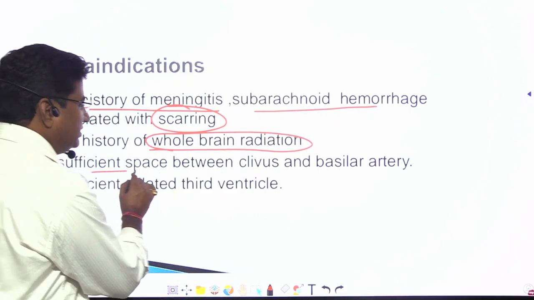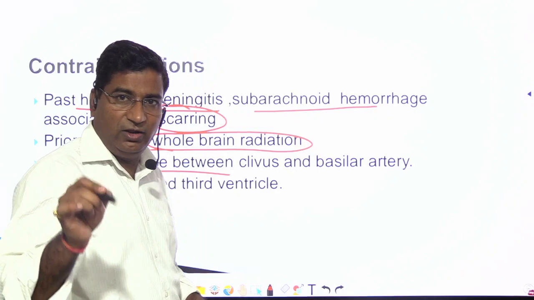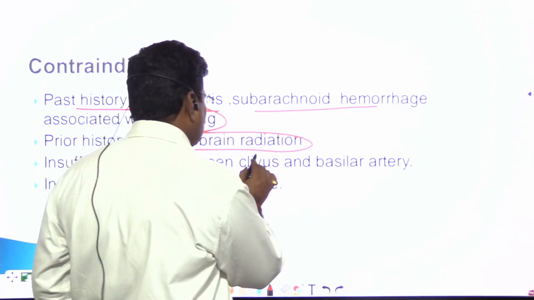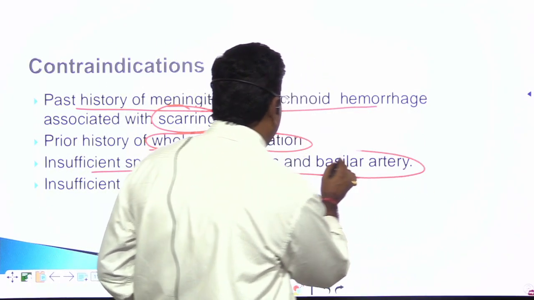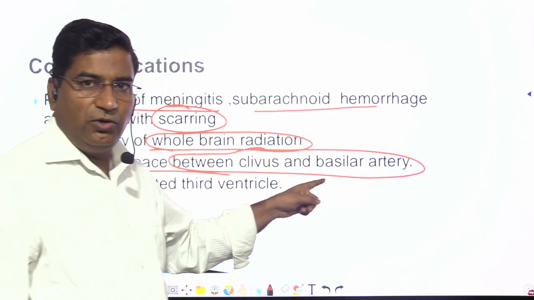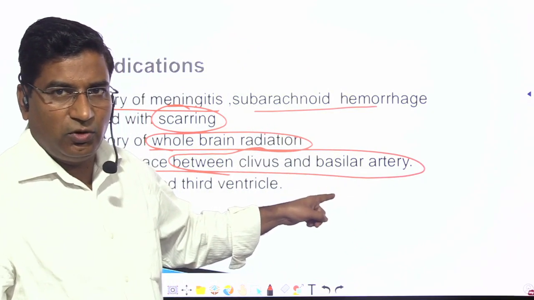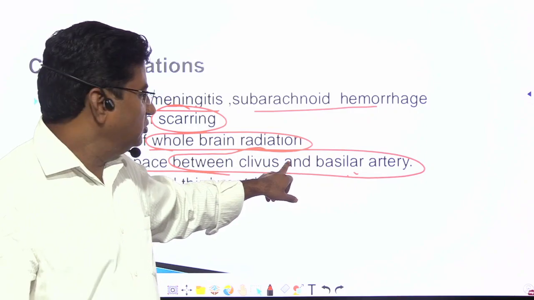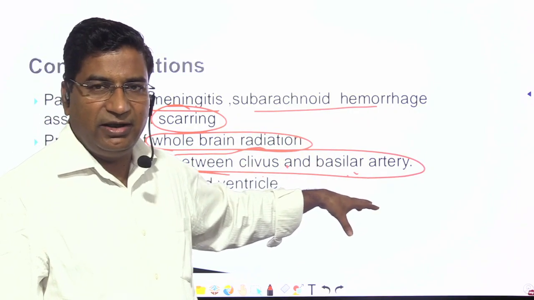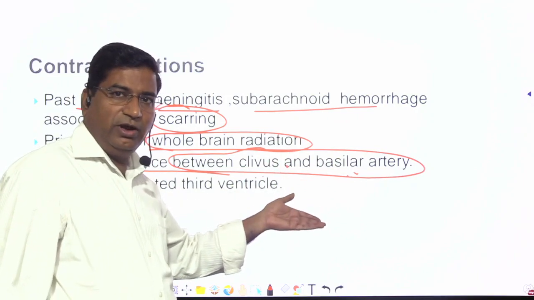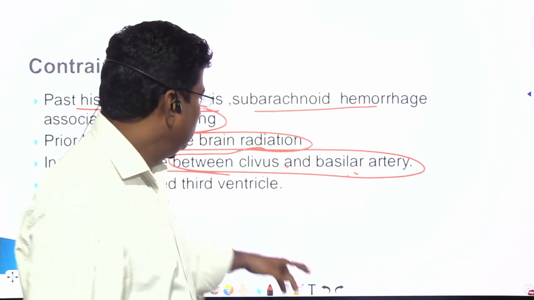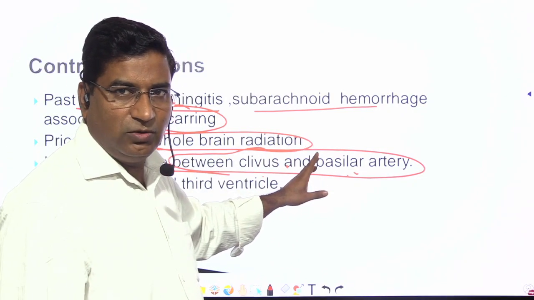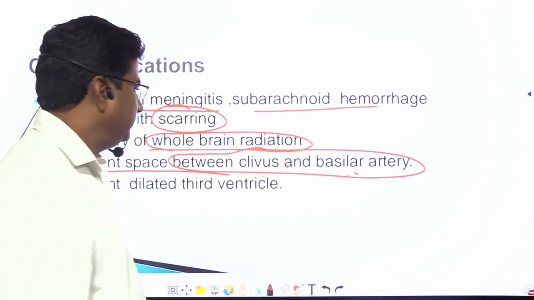Number 3, insufficient space between the basilar artery and clivus. This is the most important radiological contraindication for endoscopic third ventriculostomy, because your targeting point for fenestration is between the clivus and the basilar artery. If there is insufficient space between the clivus and basilar artery, you are not able to negotiate or fenestrate the floor of the third ventricle. So you should be well aware of this before the procedure, after evaluation of the MRI.